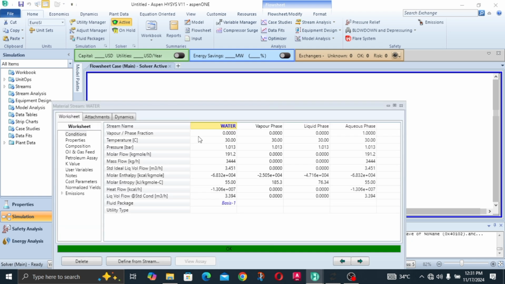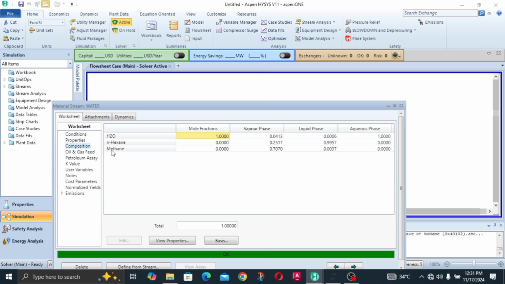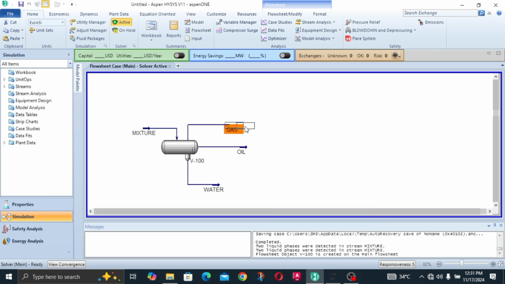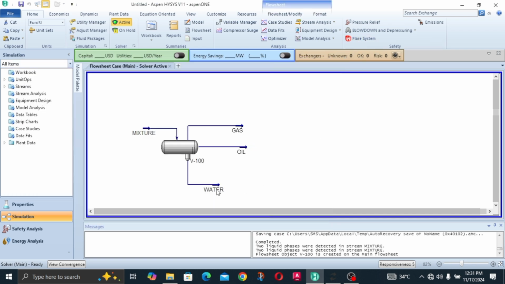And then for the water, we have a flow rate of 191.2 kilogram mole per hour. We completely have water down here, 100% water. No other component followed the water down here. But the water followed a little bit of the gas and a very, very little bit of the hexane. So with that, we have successfully operated the three-phase separator, but we haven't efficiently separated them.